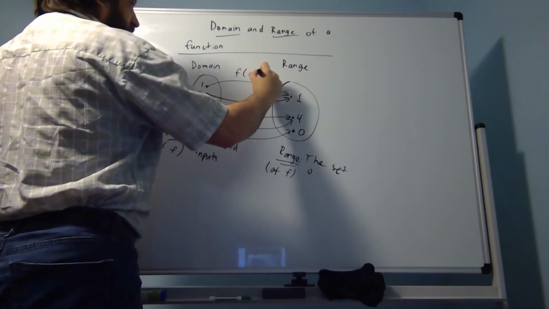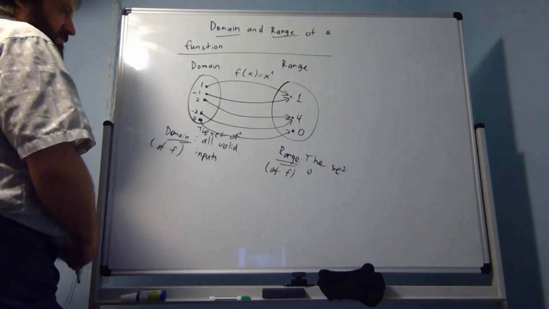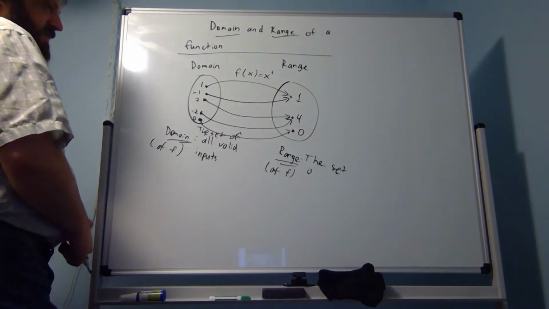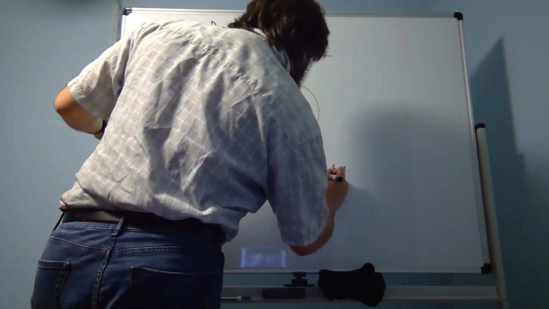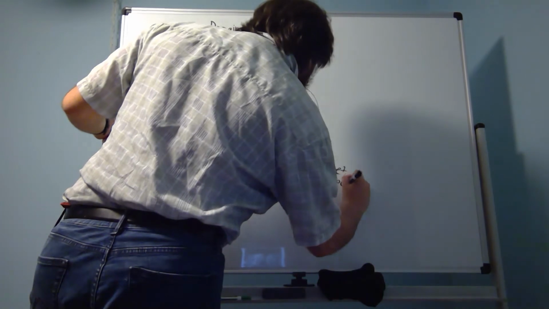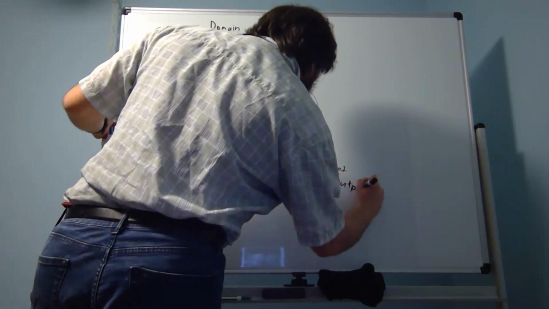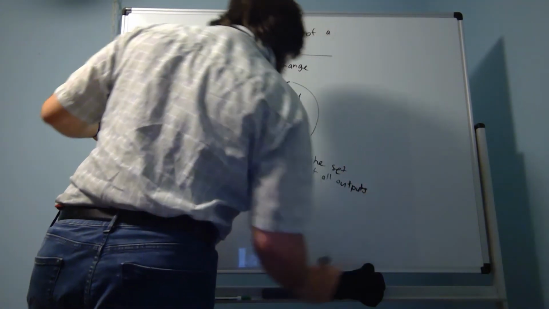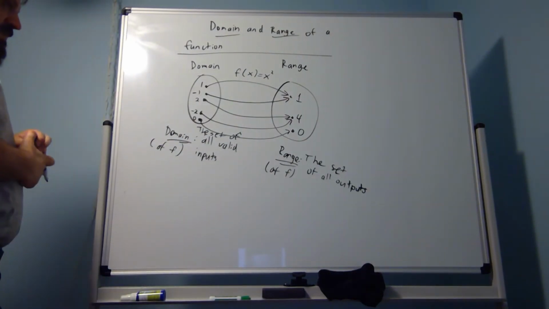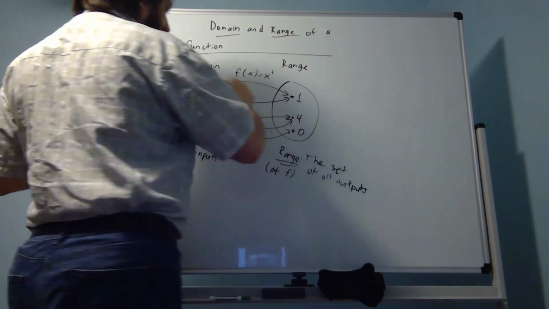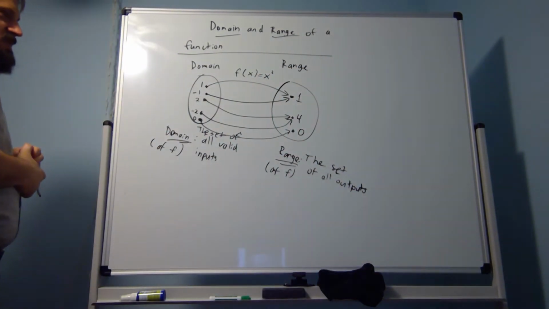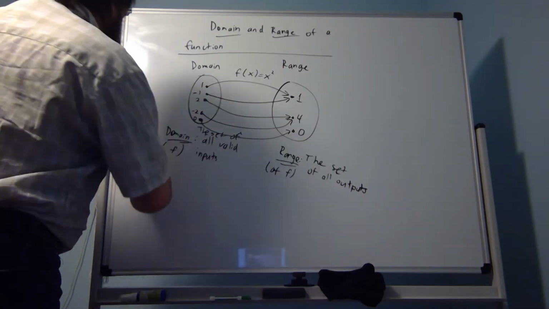Let's say, in this case, I'm giving you f of x is equal to x squared. The set of all outputs. So notice that something interesting is going on here. We can plug in any number we want. We can always take a real number and square it.